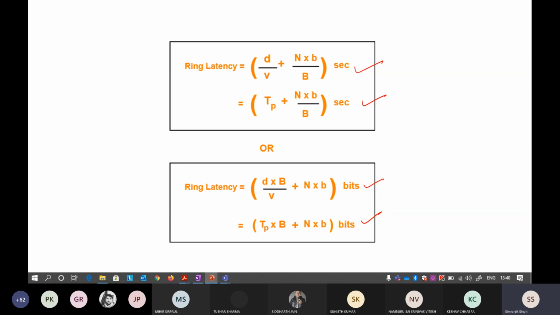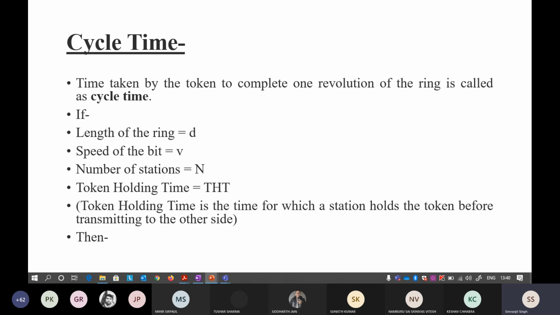Another term is cycle time. You may have heard this term when we were calculating efficiency. In terms of efficiency, it was useful time over cycle time, or as I most probably referred to it, total time. Now the cycle time, the definition is given here: the time taken by a token to complete one revolution of the ring.